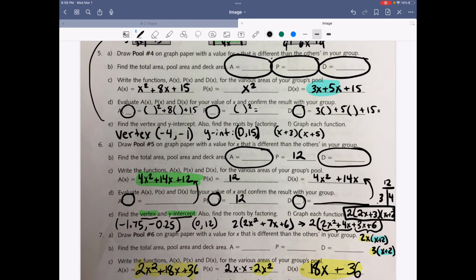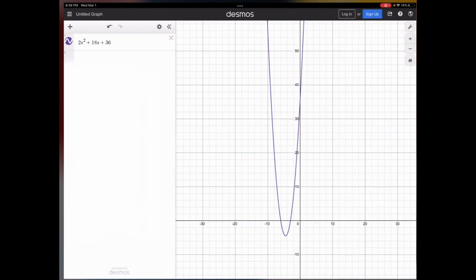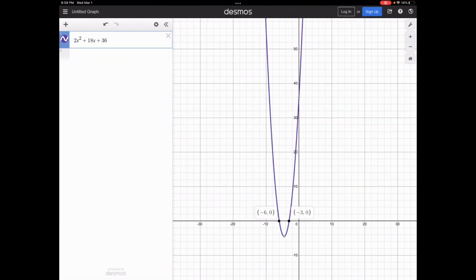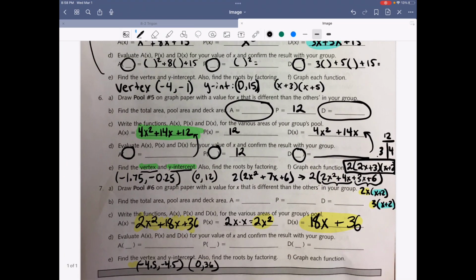The next thing that they asked us to do was to find the roots by factoring. The roots are this part, here and here, negative 6 and negative 3. So how do we get that? Let's go back to our equation. We can factor out a 2. So 2x squared, factoring out a 2 is x squared. 18 divided by 2 is 9. And 36 divided by 2 is 18.